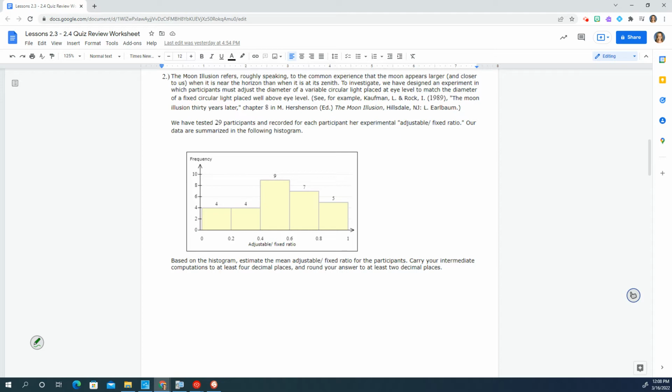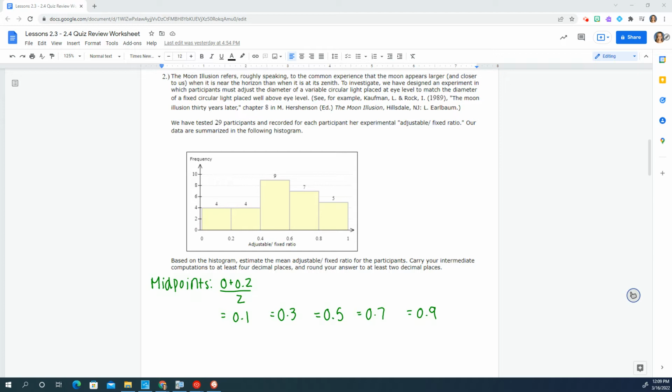So again, we have to start by finding the midpoints because we don't exactly know where these people lie in each class. So we know there's 4 in that class, so we'll just find halfway to use as our guide. So these are obviously pretty easy. 0.1, 0.3, 0.5, 0.7, and 0.9 be the midpoints.